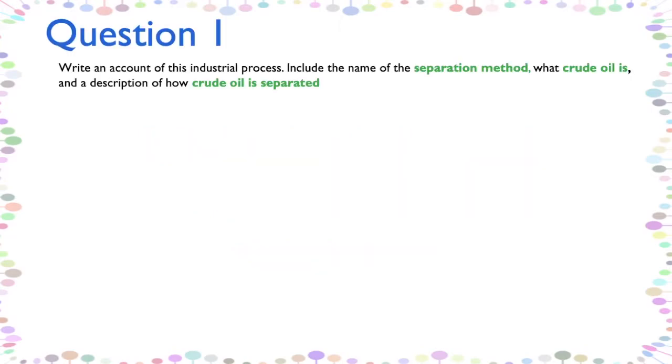So for question 1, we have to write an account of the industrial process from the exam paper and include the name of the separation method, what crude oil is, and a description of how crude oil is separated. As you can see, I've colour-coded the 3 main points in the question: the separation method, what crude oil is, and how crude oil is separated. Normally on an exam paper I like to do little arrows and summarize what I'm going to write.